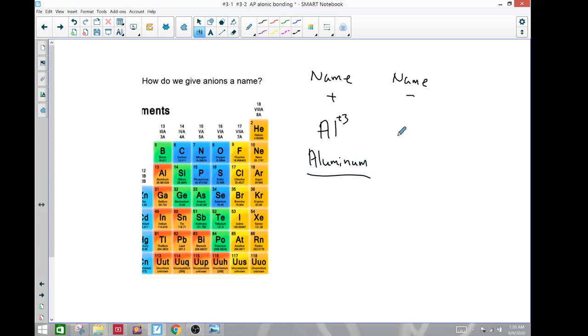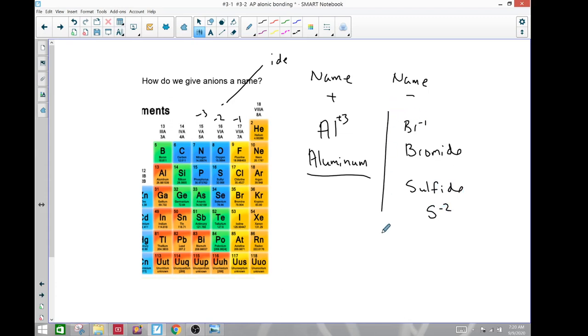We call it aluminum. The anions, we actually give special names. This family here is a -3, this family is a -2, this is a -1. So we give these names special endings, which just end in "ide." So for example, Br-1 is bromide. Sulfide is just the negative form of sulfur, which is S-2. So be aware that we give a special name to the actual anions. Oxide is O-2.